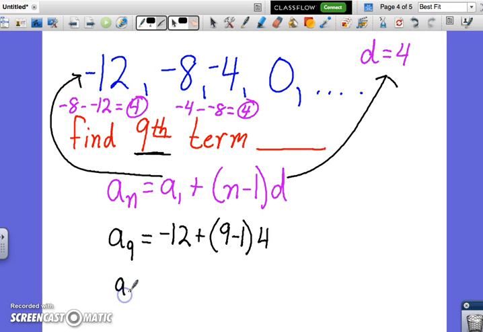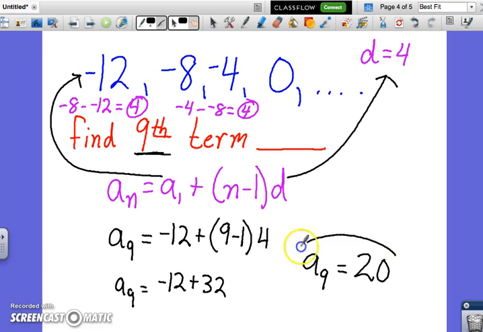So a to the ninth is going to be negative 12 plus 9 minus 1. Well, that's 8. 8 times 4 is 32. So that means that a to the ninth, our ninth term in our series, is 32 plus a negative 12, or 32 minus 12. So our ninth term in the series is 20. There we go. We found the ninth term in our series, using that formula.